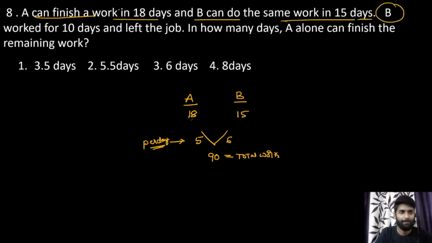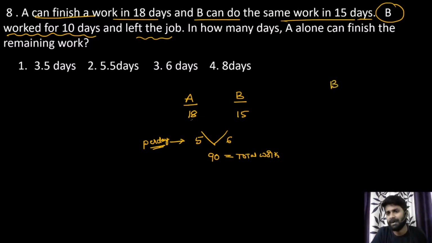Now read it carefully. B worked for 10 days and left the job. What is the meaning of B worked for 10 days and left the job? Oh, sorry. It is not mentioned that both start the work together. Only B was working for 10 days. So directly, B worked for 10 days and left the job.